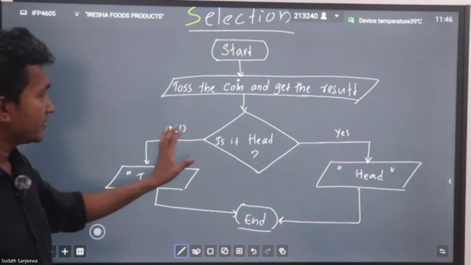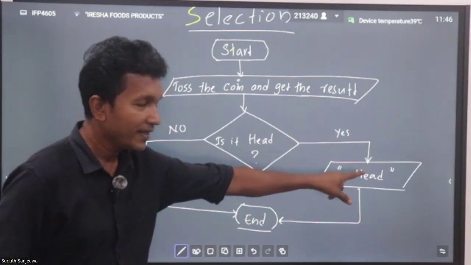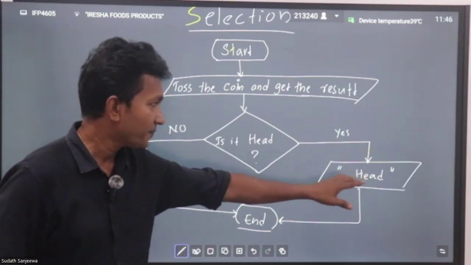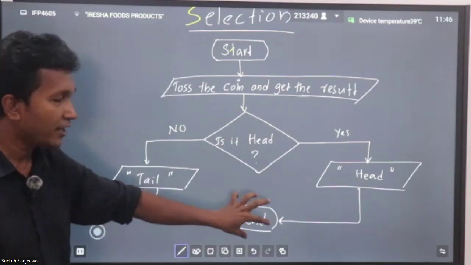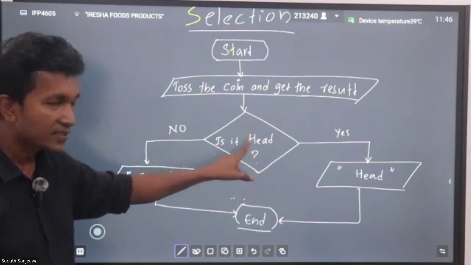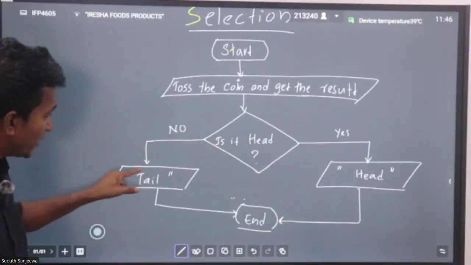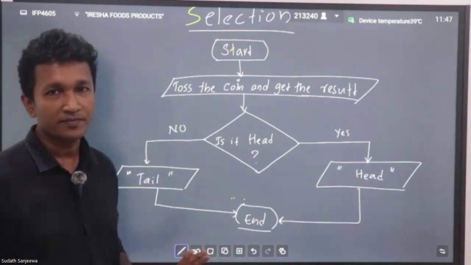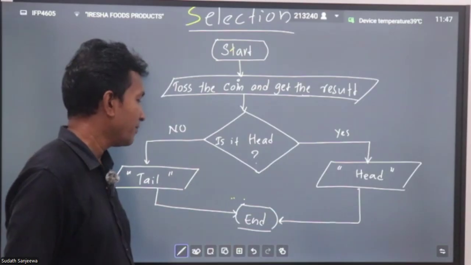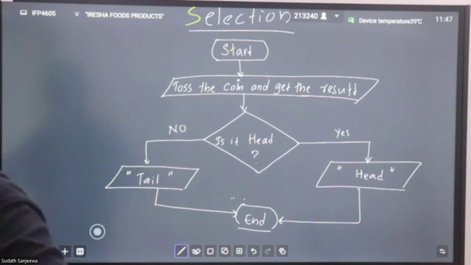Same flowchart. If it is head, yes, go and display it as head and go to the end of the program. Otherwise, if it is not head, that means it is tail, right? Then go this way and display tail, finally ending the program. That's the meaning. You can draw this one this way also.